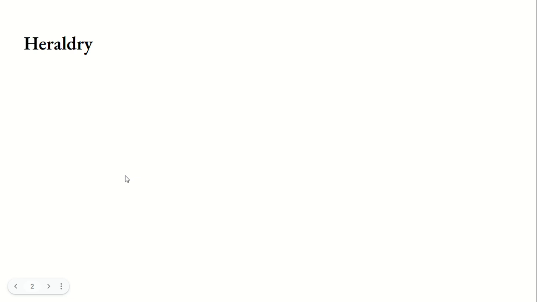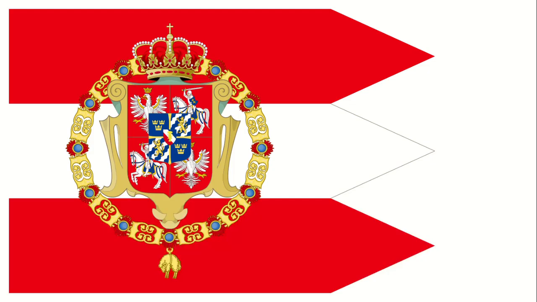So let's start with some heraldry. As you can see, we have one of the flags of the Commonwealth here, and on it we have the Polish eagle, the Lithuanian knight, and then this shield in the middle here is the Swedish arms. That's because during the time that this flag was used, the Swedes were also the kings of Poland.